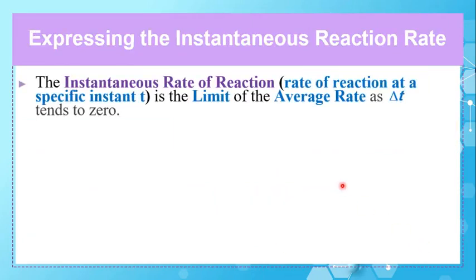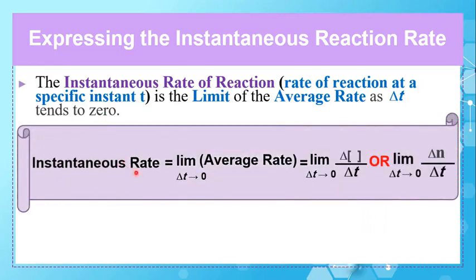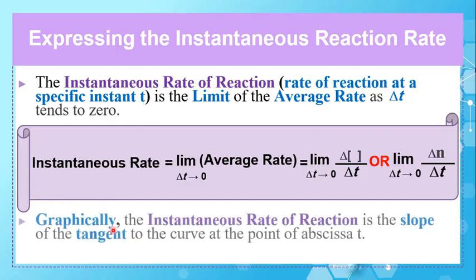The instantaneous rate of a reaction is the rate of a reaction at a specific instant t. It is defined as the limit of the average rate as delta t tends to 0. So the instantaneous rate is the limit of delta concentration over delta t, or the limit of delta n over delta t when delta t tends to 0. Dear students, you have to memorize that graphically, the instantaneous rate of reaction is the slope of the tangent to the curve at the point of abscissa T.